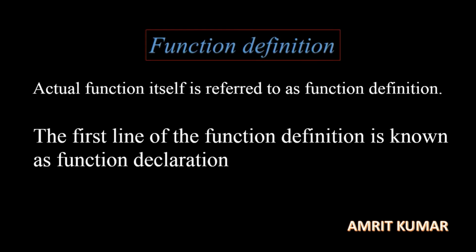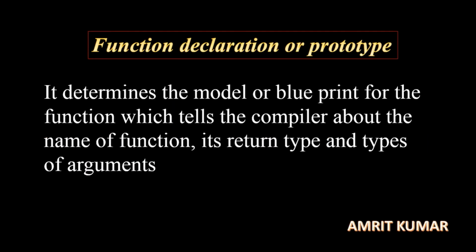So, let's look at the function declaration or prototype, that is how to declare the function. It determines the model or the blueprint for the function, which tells the compiler about the name of the function, its return type and type of arguments. Simply it means we are just declaring our function so that the compiler could understand the name of the function, return type and types of arguments clearly.